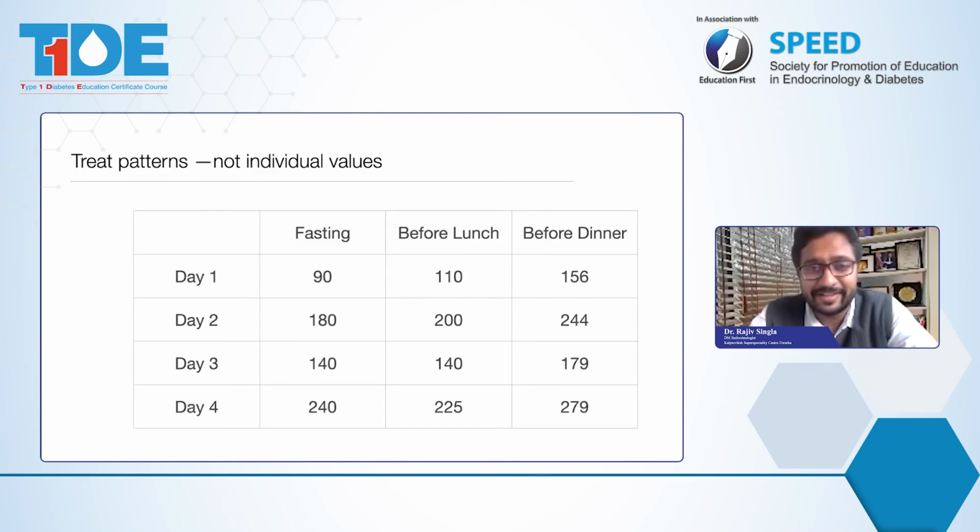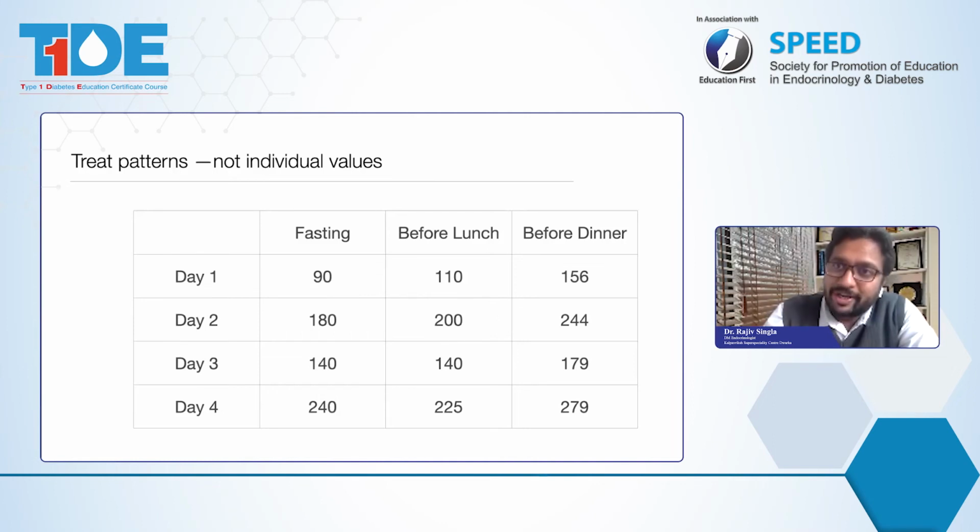But what we see the next day is that our values are 180, and then 200, and then 244. So what you see is that the fasting and before lunch are still within almost 10% of each other. Before dinner value is still a little bit higher than what the pre-lunch value was. But the difference is where we are starting from.